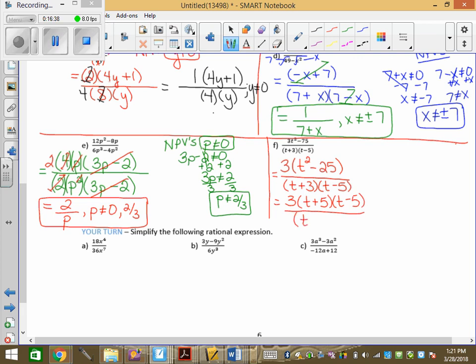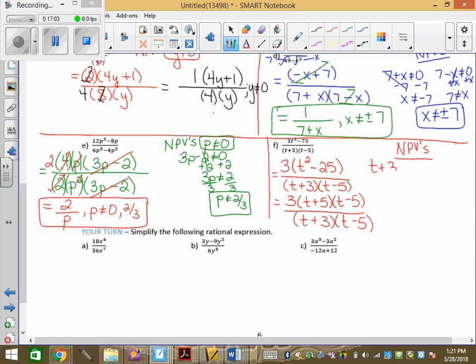If nothing cancels when you think you're done simplifying, there's probably a catch. You probably missed something because something probably simplifies. Does it always? No, most of the time. Now I can cancel off the t minus 5, so I go ahead and do that. No, you have to do your NPVs first. So our NPVs, we have to state before we cancel.